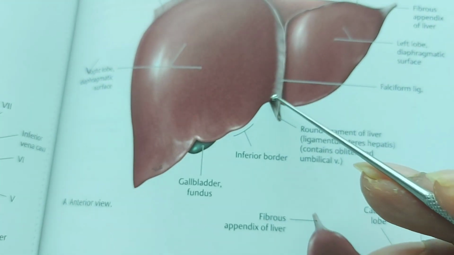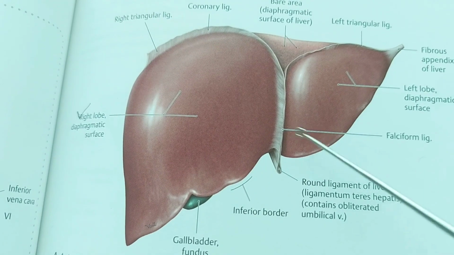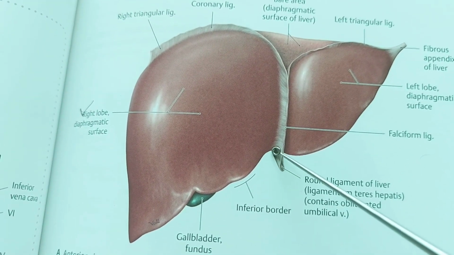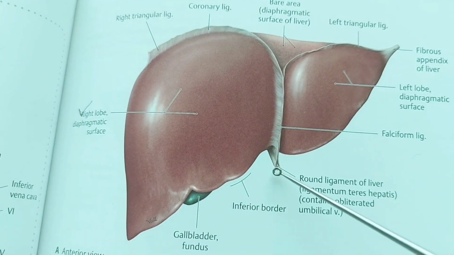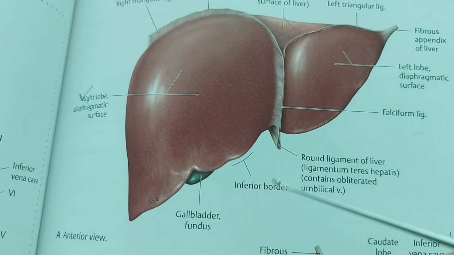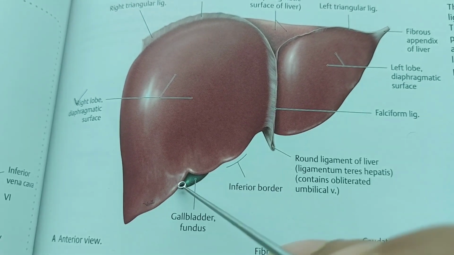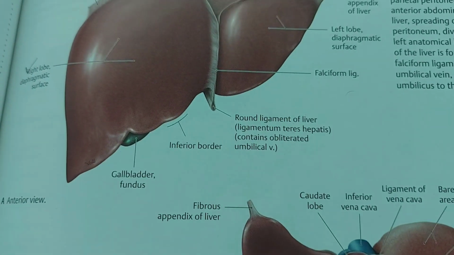Here we see there is a notch that divides the right and left lobe, through which passes the falciform ligament, and here is the ligamentum teres. And there is another notch through which we can see the gallbladder.